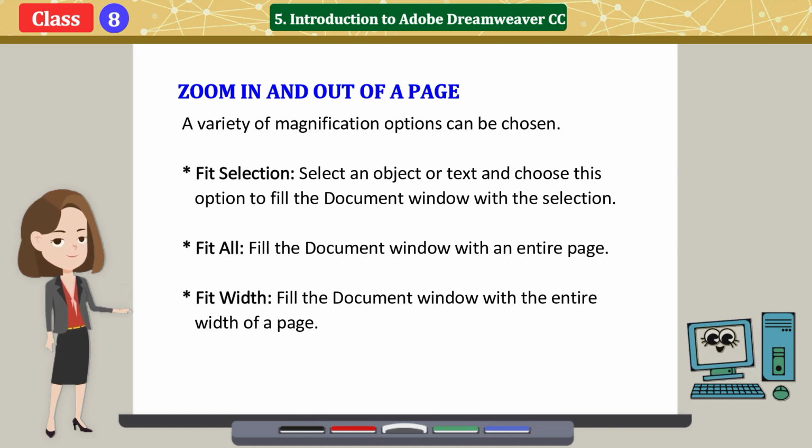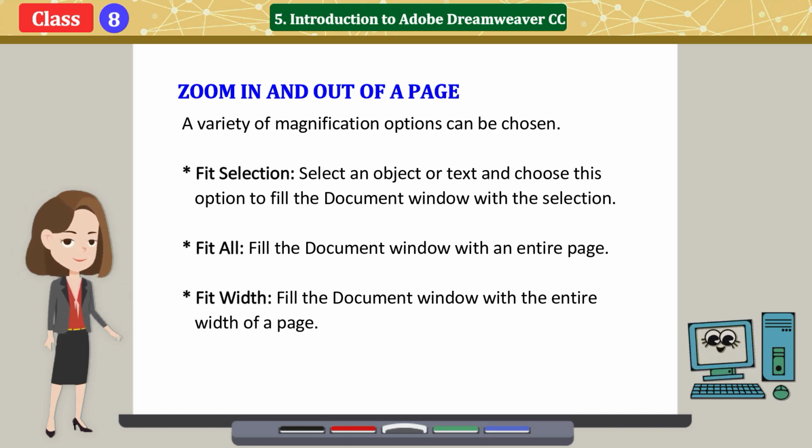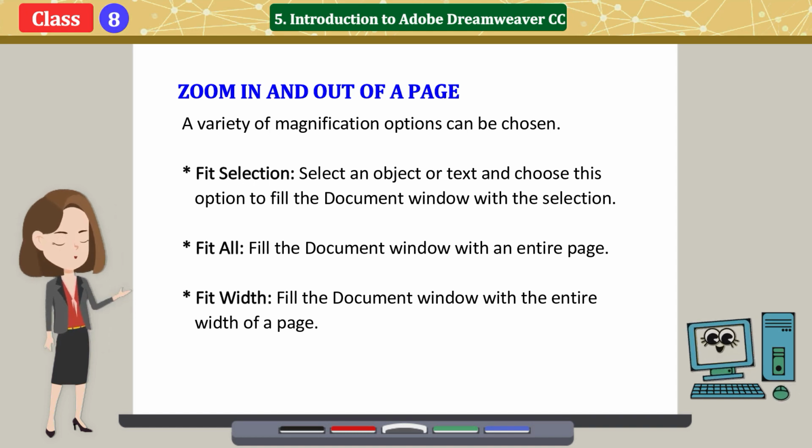Fit Selection. Select an object or text and choose this option to fill the document window with the selection. Fit All. Fill the document window with an entire page. Fit Width. Fill the document window with the entire width of a page.